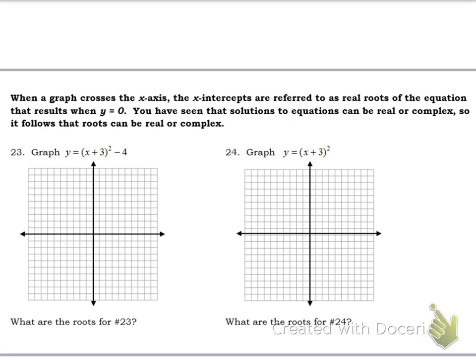Okay, when a graph crosses the x-axis, the x-intercepts are referred to as the real roots of the equation that results when y equals 0. So you solve them by setting y equals 0. The solutions to the equations can be real or complex. So it follows the roots can be real or complex.